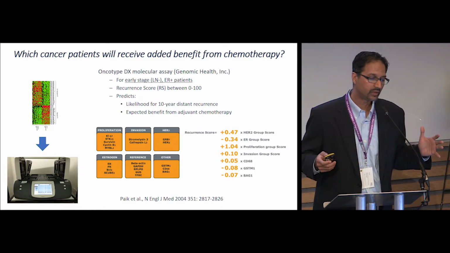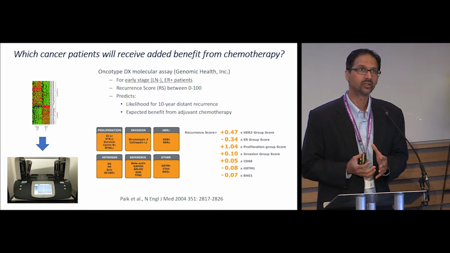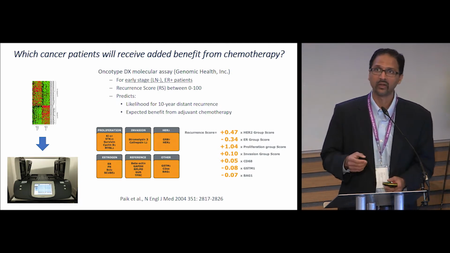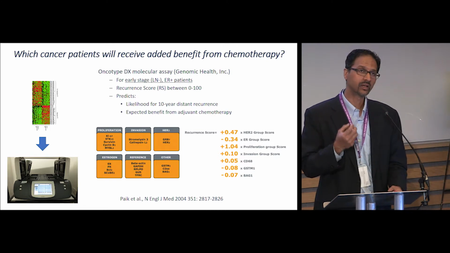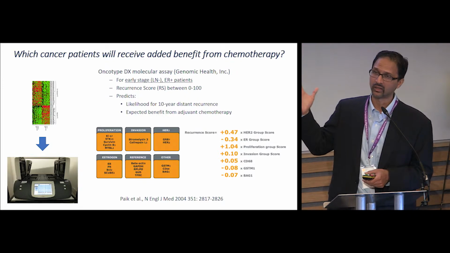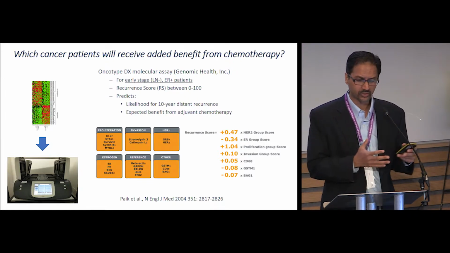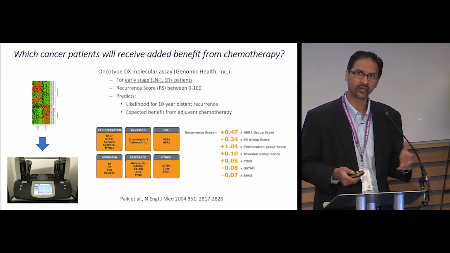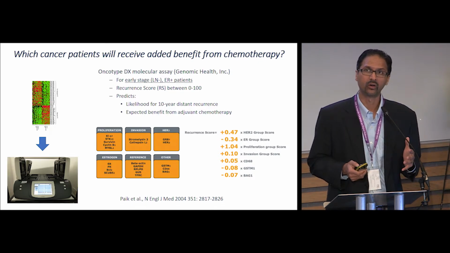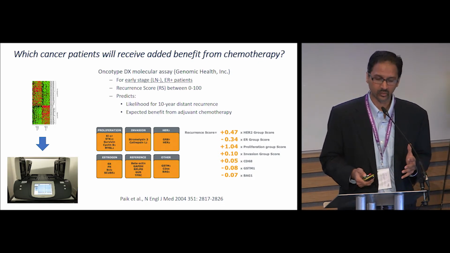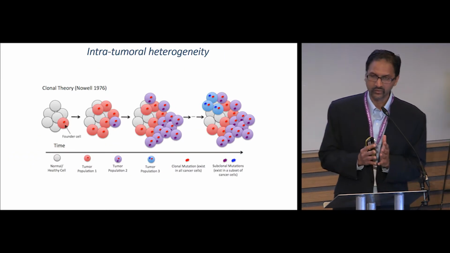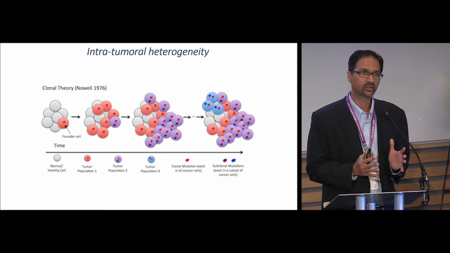And so the assay essentially involves taking the tissue blocks, sampling them molecularly, and coming up with these 21 different genes, and then there's an equation that weights the individual gene groups and provides this risk score. And this really has been a game changer for the management of these early stage ER positive breast cancers.